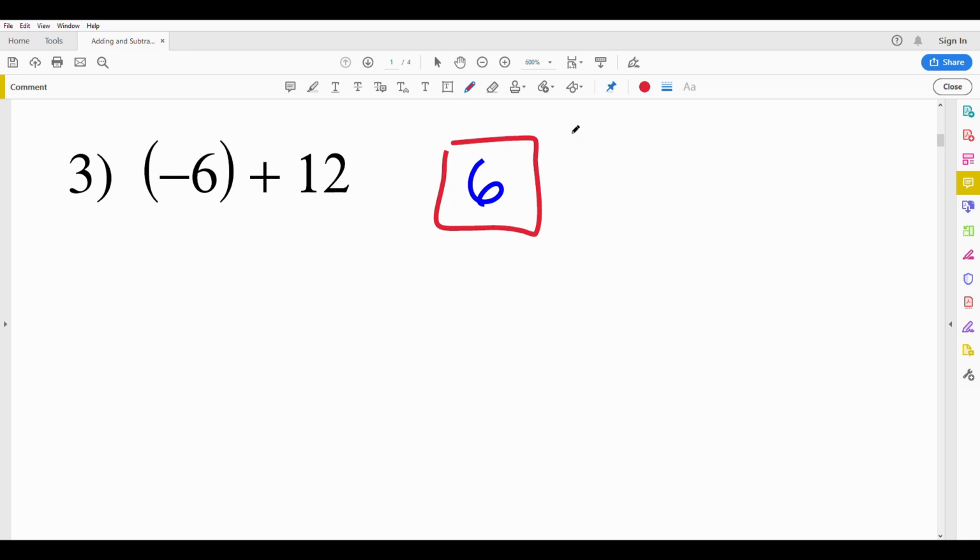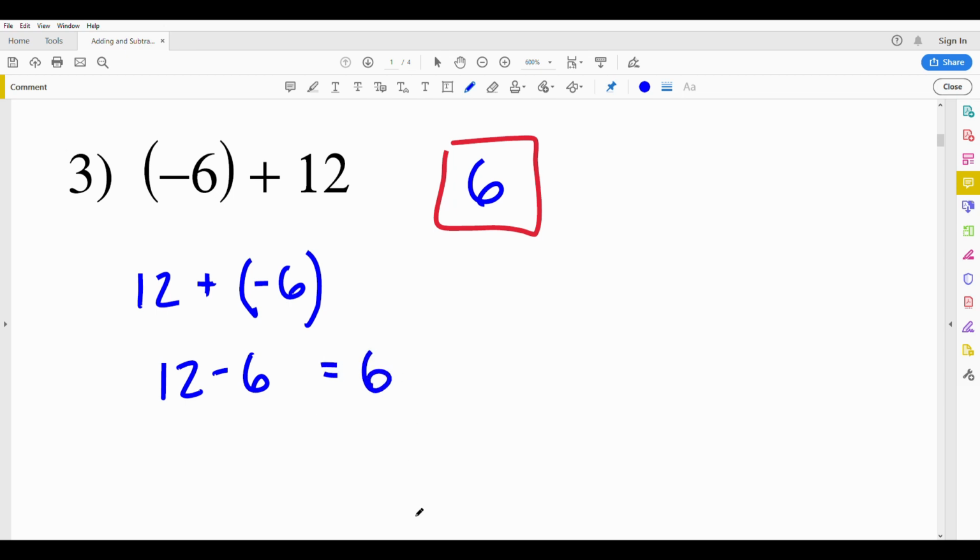And remember, addition's commutative, so we could write this in a different way. We could write number 3 as 12 plus a negative 6. And remember, negative 6 is moving to the left on the number line, and moving to the left is the same as subtracting. So when we're adding a negative, that's the same as subtracting a positive. So this would be 12 minus 6, and 12 minus 6 gives us 6. So it's just a couple of different ways to look at it.